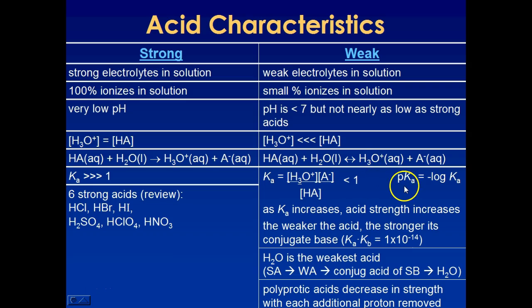Sometimes you may have to do a calculation with pKa, and that's just like pH and pOH. You just take the negative log of that Ka value. The smaller your Ka value is, the weaker your acid is. The larger your Ka value is, the stronger your acid is. And depending on the strength of your acid, your conjugate base, what's left over, changes. In this case HA would be the acid, and A- would be the conjugate base. If you have a stronger acid, you're going to have a weaker conjugate base. And if you have a weaker acid, you're going to have a stronger conjugate base.